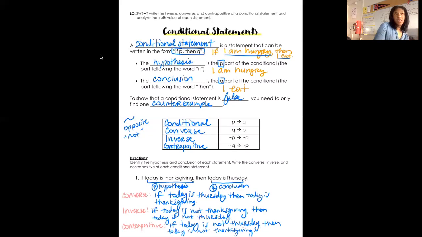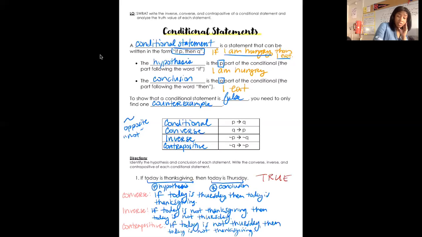Okay, a big takeaway from this is that just because the original statement, the conditional, is true, does not mean that all the statements following it are true. You have to assess the truth value of each of these statements independently, okay? So let's look at the conditional first. If today is Thanksgiving, then today is Thursday. If you cannot think of a counterexample that makes this false, then you're gonna say that the statement is true, okay? So can you think of a situation where today's Thanksgiving, but it's not Thursday? No, you can't, because Thanksgiving always falls on a Thursday. So this statement, the conditional, is true.